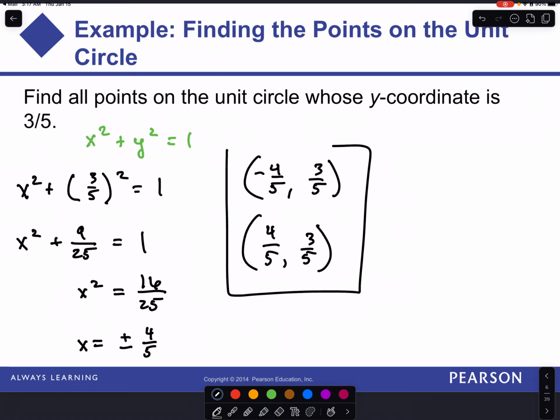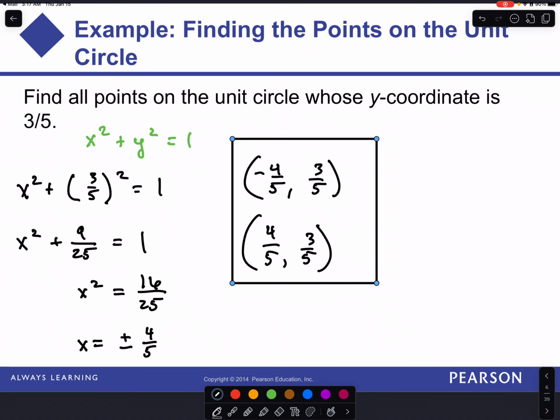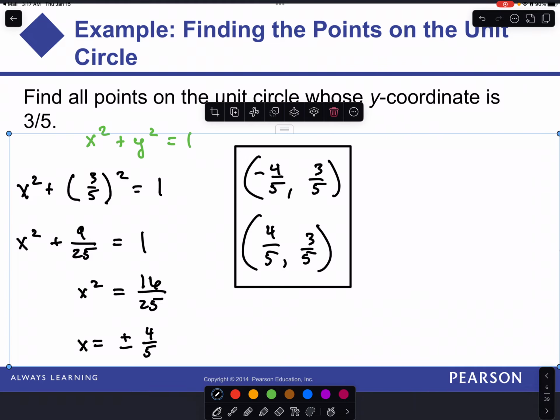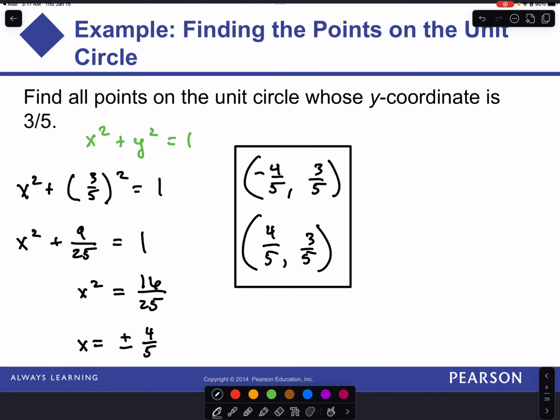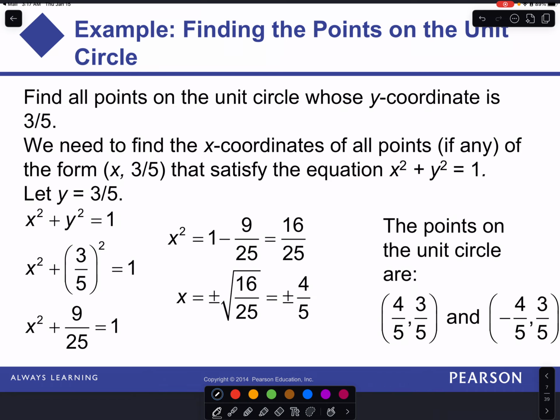I know this is going to act up a little bit. Let's see. We need to find the x-coordinate of all points of this form that satisfy this equation. So let y be 3/5, and it looks like they got the same results that we got. Okay, that's fine.